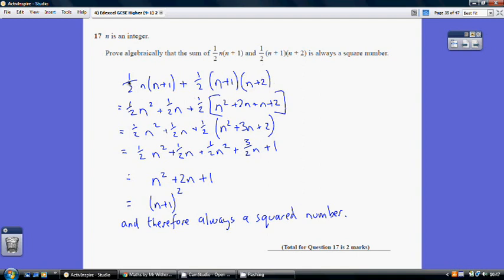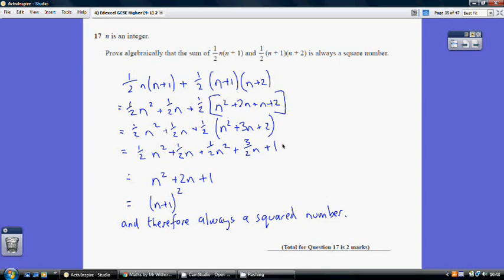Let's multiply out this first bracket. So we've got a half n squared plus a half n. And with this one, I'm just starting off by multiplying out the pair of brackets, which gives me n squared plus 3n plus 2. I've then multiplied each of those by a half to get a half n squared plus 3/2n plus 1. So by multiplying all of this out, I get to this line here.